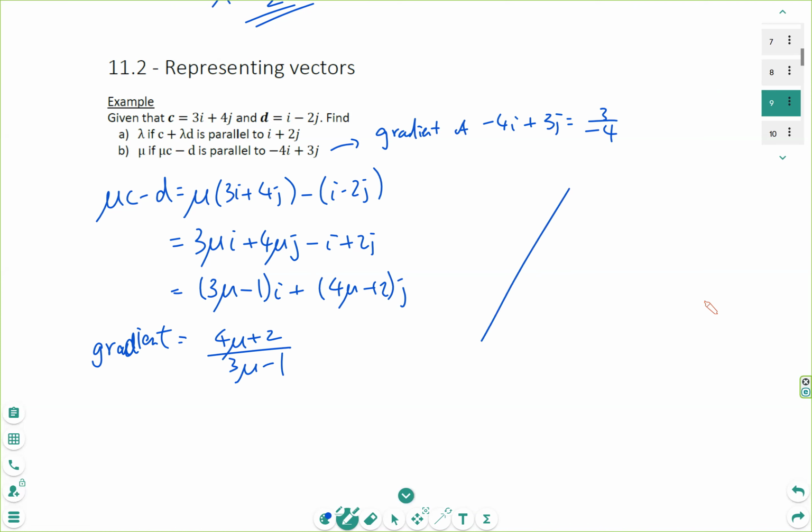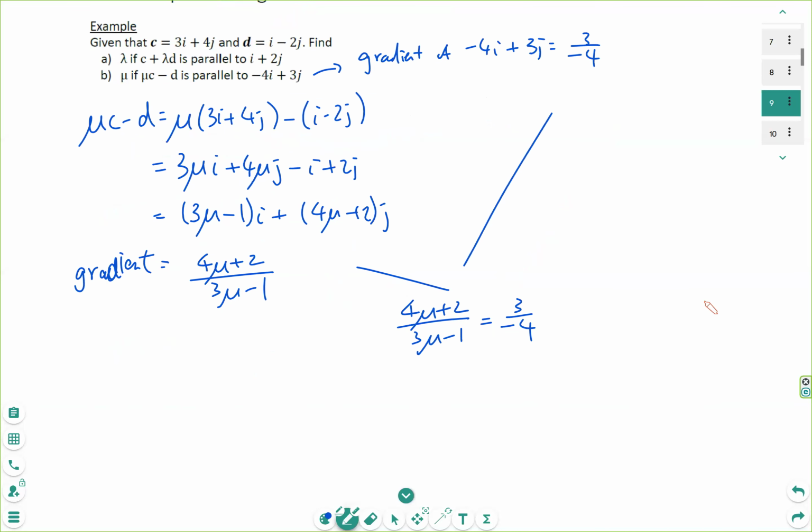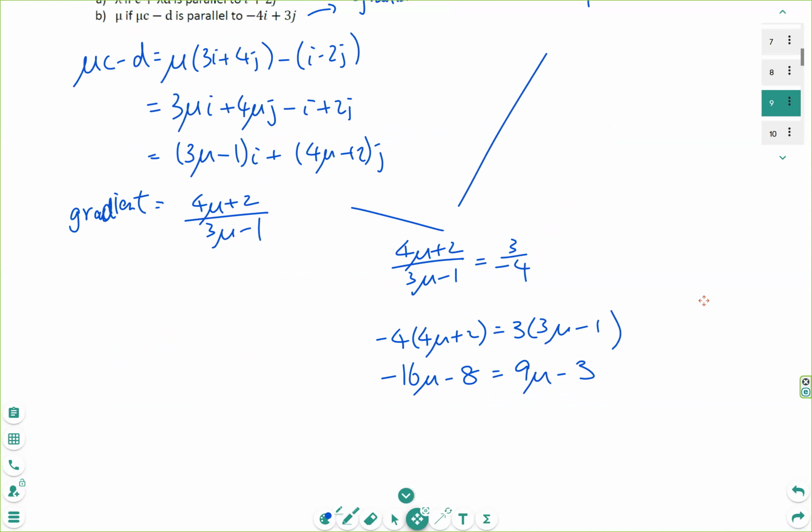So what do we know? Well, we know they're parallel, so therefore we can make them equal. Multiply minus 4 across, so minus 4 times (4 mu plus 2) equals 3 times (3 mu minus 1). So minus 16 mu minus 8 equals 9 mu minus 3. That's 25 mu equals minus 5, I believe. So mu equals negative a fifth. And that's the answer.